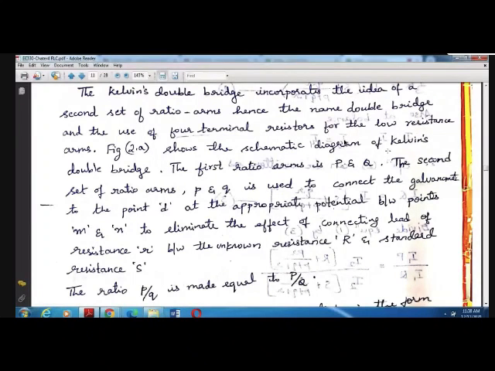The second set of ratio arms p and q is used to connect the galvanometer to point D at appropriate potential difference between point M and N to eliminate the effect of connecting leads. That is, whatever connecting leads we are going to add, the lead resistance between the unknown resistance R and S, to avoid the errors that will be incorporated with the lead resistance. That is, if you don't connect the lead resistance exactly, you're going to get some errors and the galvanometer will not show zero. That is, you're not going to get the exact balance condition. For that reason, we have selected another set of ratio arms, so the galvanometer will be connected at the appropriate position.